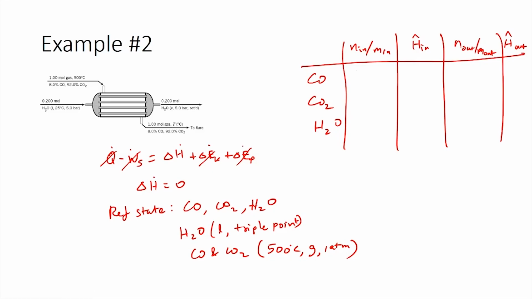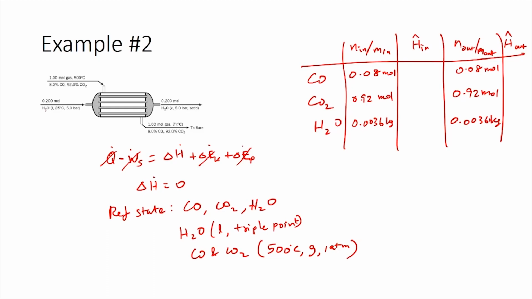So, we have 0.08 moles of carbon monoxide and 0.92 moles of carbon dioxide entering the system. We also know that 0.2 moles of water is entering. Because we want to have the enthalpy values in kilojoules per kilogram, we will have to write this in terms of kilograms, which would be 0.0036 kilograms. So, using the molecular weight we can get this mass. The outlet streams would also have the same moles and masses because there are no reactions happening. So, you have this 0.92 moles and 0.0036 kilograms.